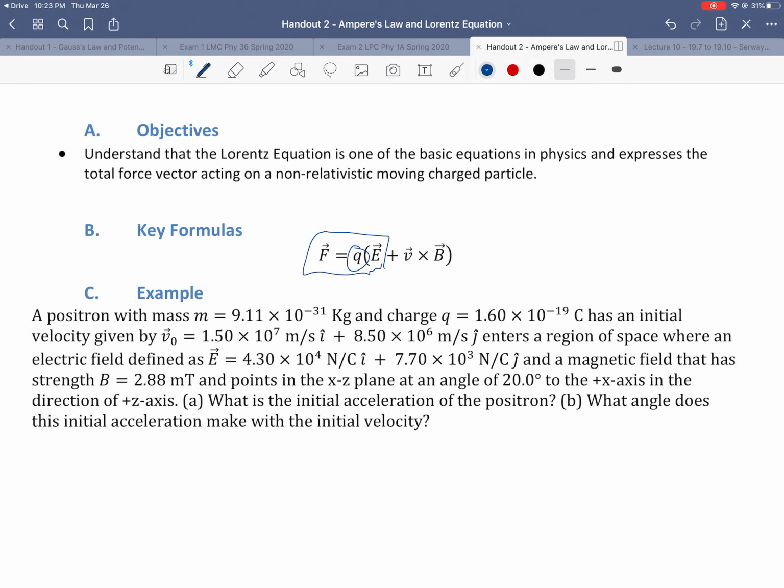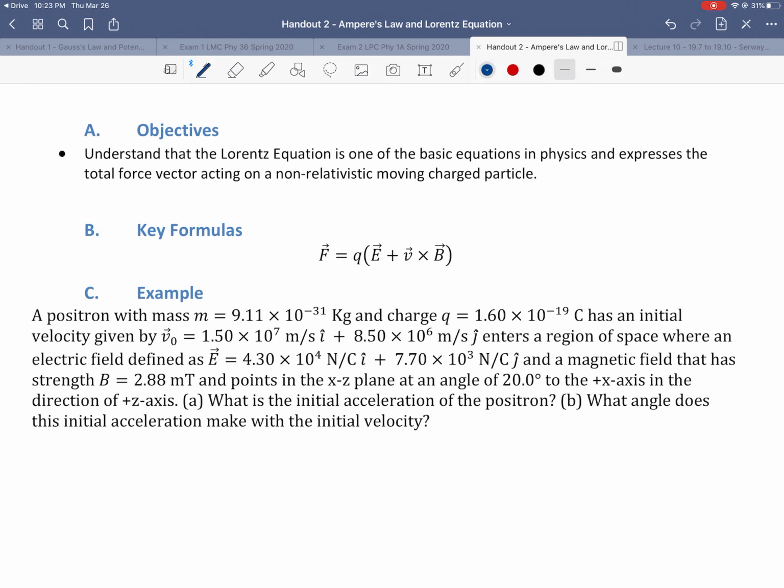And that tells us that for positive charges, where Q is positive, the force vector is exactly parallel to the electric field vector. So if you take a proton and put it in an electric field, it's going to move in the exact direction of the electric field. And that's actually one of the basic concepts of an electric field. But what about when you combine an electric field with a magnetic field?